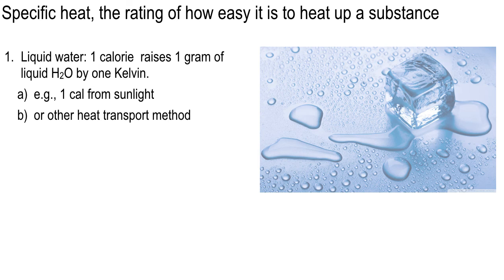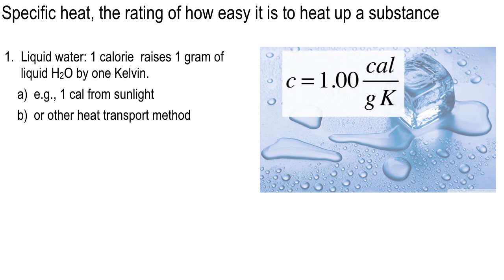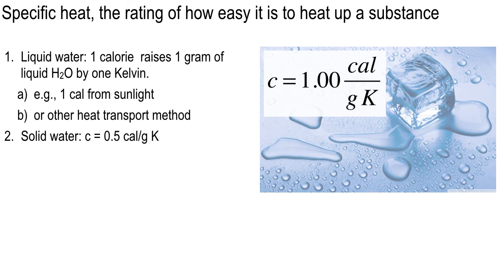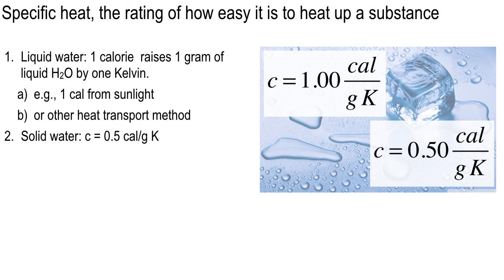Every substance has a specific heat. As a matter of fact, every phase, every state of matter for a given substance has a specific heat. So, for instance, solid water, ice, has a specific heat of 0.50 calories per gram Kelvin. So we would write down C equals 0.50 calories per gram Kelvin for the specific heat. And what this does is it encodes how easy or difficult it is to heat something up. Some things, like metal, are usually pretty easy to heat up. Water is actually pretty hard. It takes a lot of energy to raise water up by 1 Kelvin.